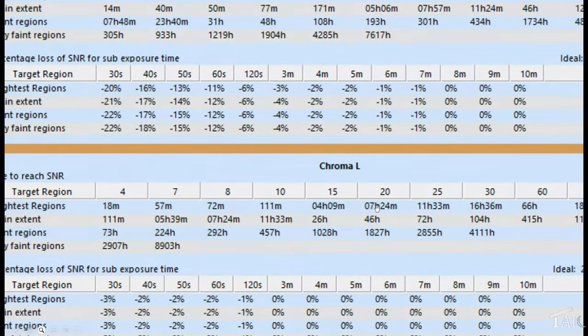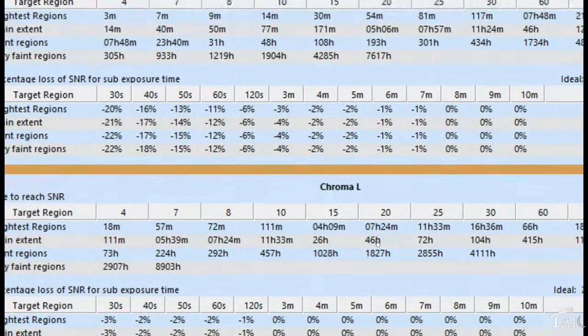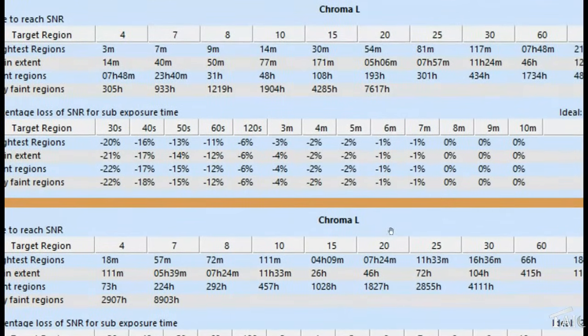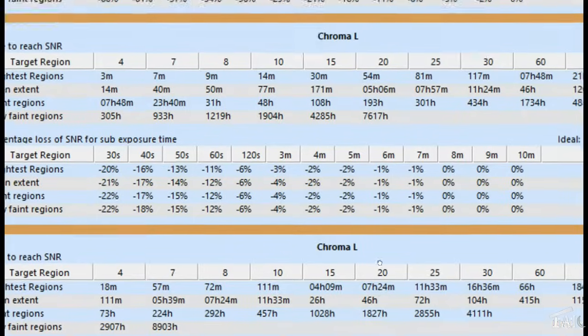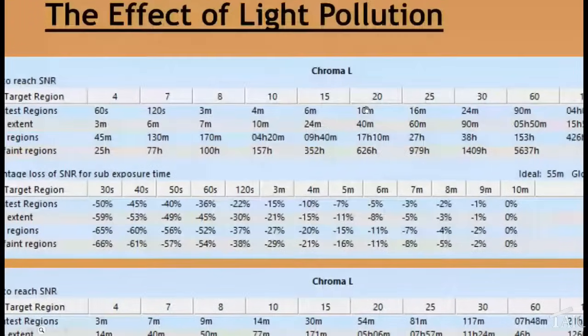So that shows right there that the main effect of light pollution for a broadband filter, that's all we're looking at right now, is to give you this penalty. You're going to have to expose much, much longer to get the same signal to noise ratio.